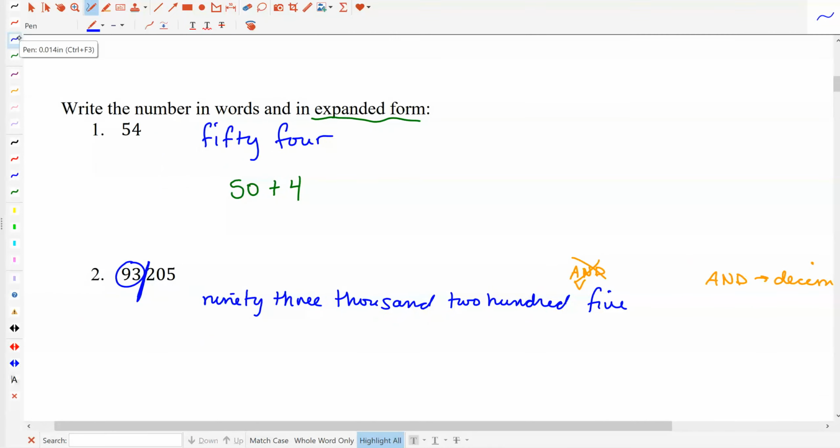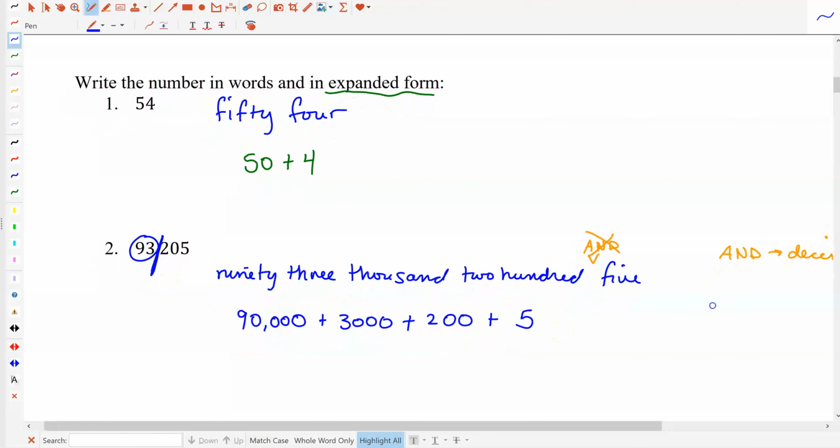Now to write this in expanded form, this 9 is in my 10,000 spot, so I could write 90,000 plus 3,000, because the 3 is in the 1,000 spot, plus 200 plus, and I don't have anything in the 10 spot, so I can skip that, and then I can just write my 5. Okay, so there's where I can write this in expanded form.